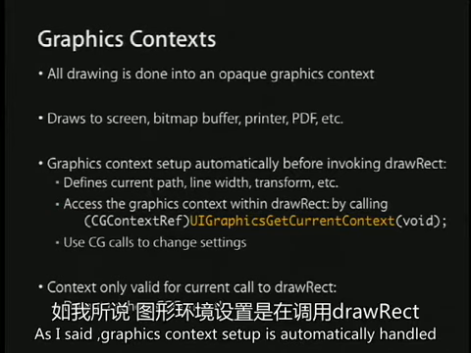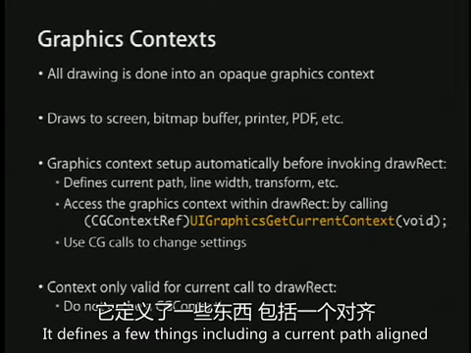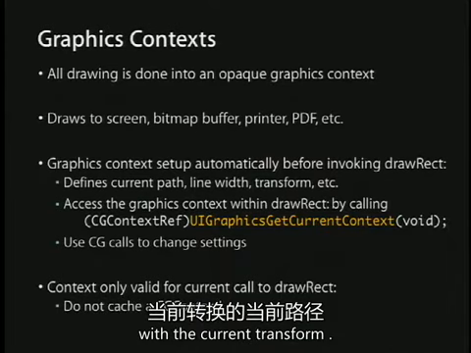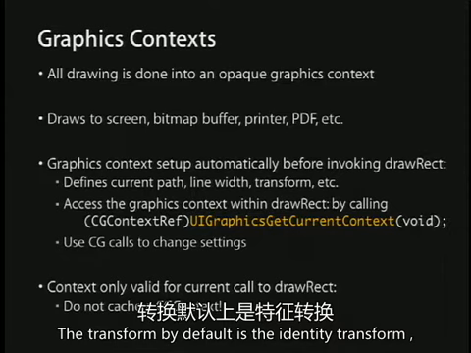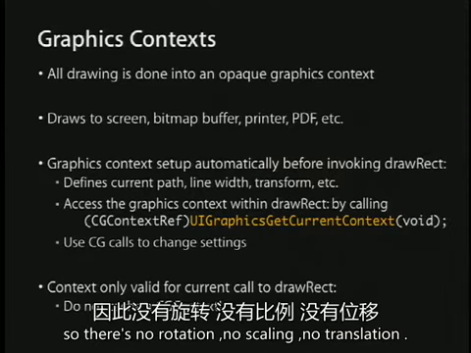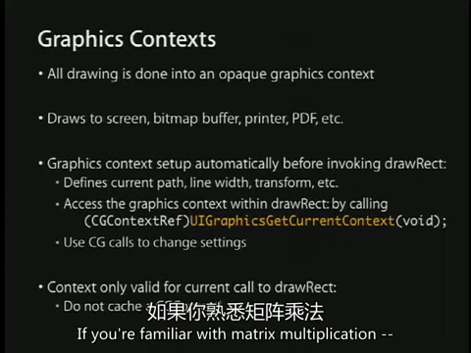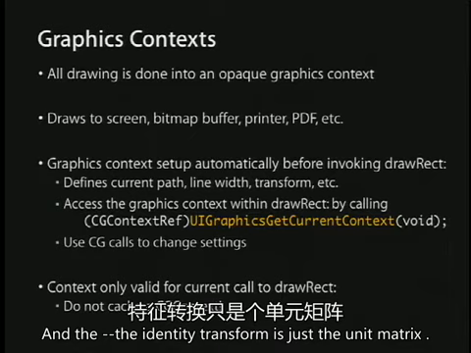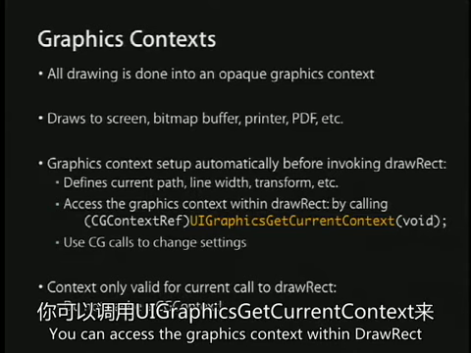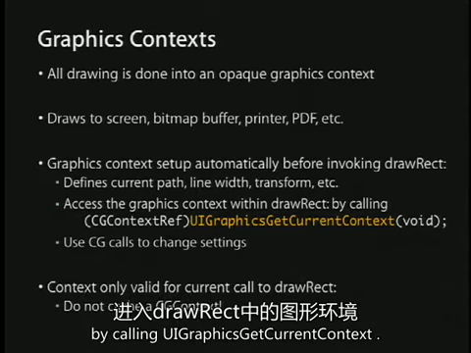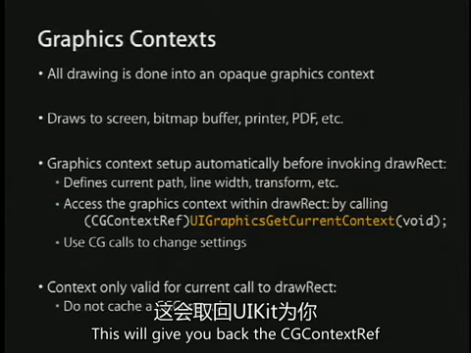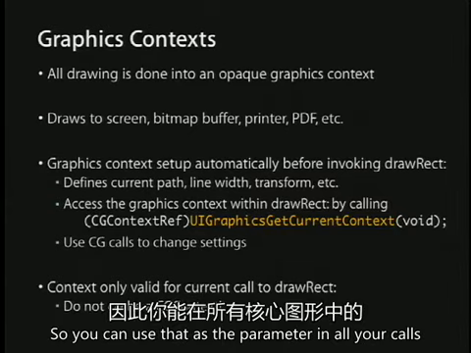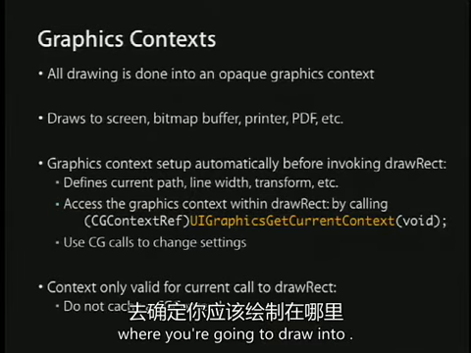As I said, graphics context setup is automatically handled before calling drawRect by UIKit. It defines a few things, including a current path, a line width, the current transform. The transform by default is the identity transform, so there's no rotation, no scaling, no translation. If you're familiar with matrix multiplication, a CG Affine transform is just a matrix, and the identity transform is just the unit matrix. You can access the graphics context within drawRect by calling UIGraphicsGetCurrentContext. This will give you back the CGContextRef that UIKit created for you, so you can use that as the parameter in all your calls into Core Graphics to determine where you're going to draw.